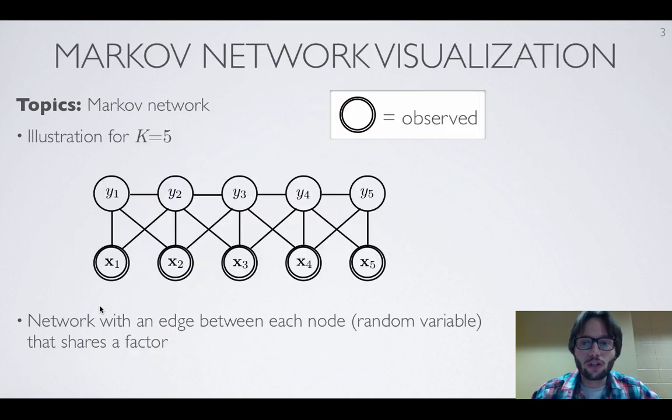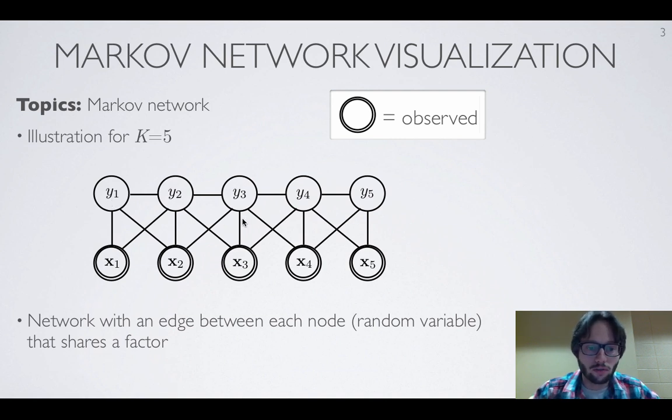A very useful visualization of a given conditional random field model is known as the Markov network. So it's a network where the nodes are the random variables in our model, and edges are added into the network based on a very specific reason. So the way we construct a Markov network for a conditional random field, which we've written as a product of factors, is that we have a node for each random variable in our model.